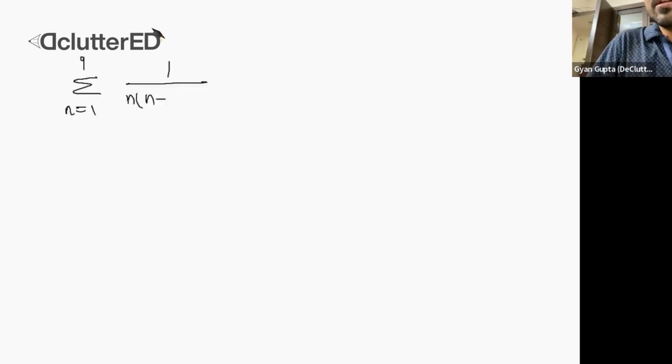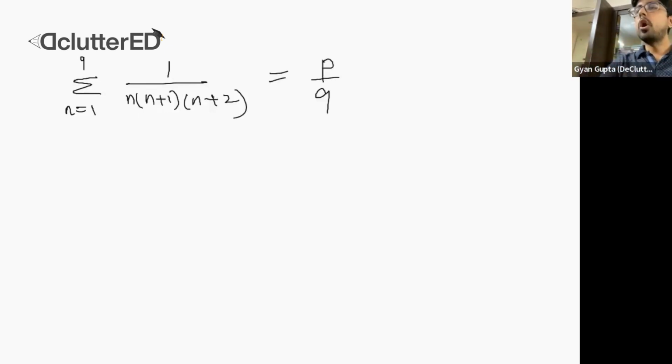So, how the question goes is that we have a series given by summation n is equal to 1 to 9, 1 by n, n plus 1, n plus 2. This can be written as p by q. We are expected to find what is q minus p. All on board so far? Excellent. I would want you to pause the video here. Please give it a shot and then come back to the solution.